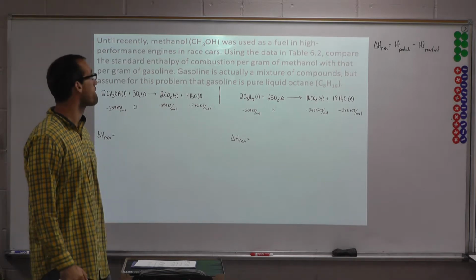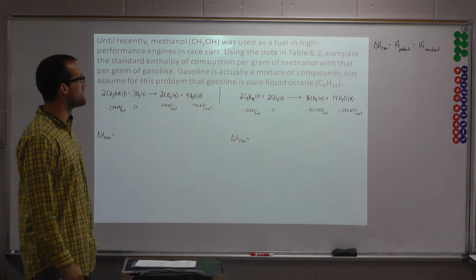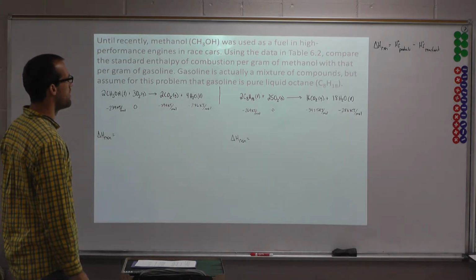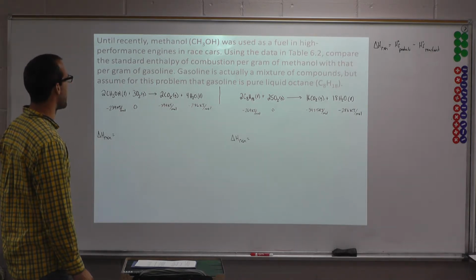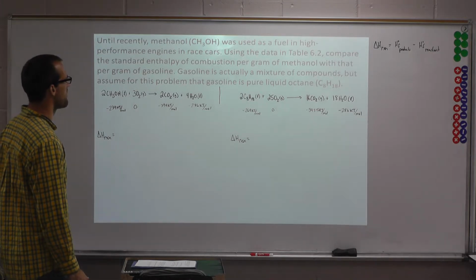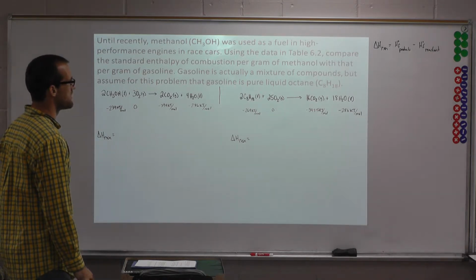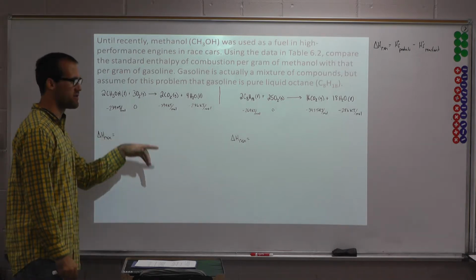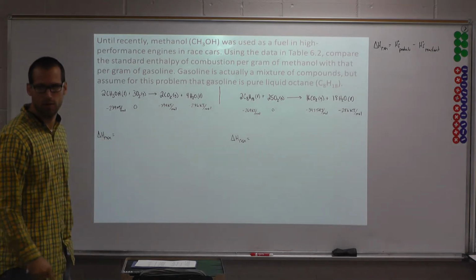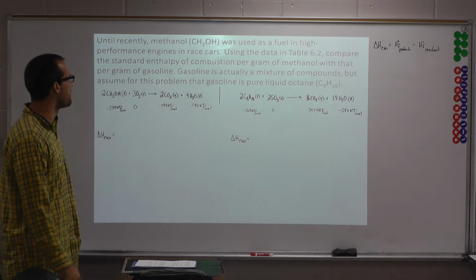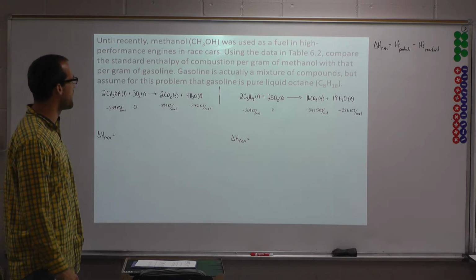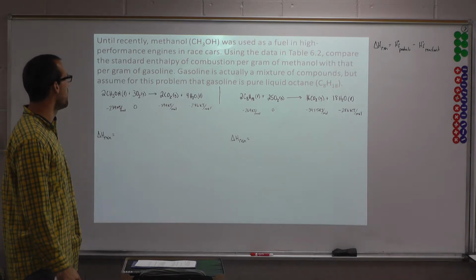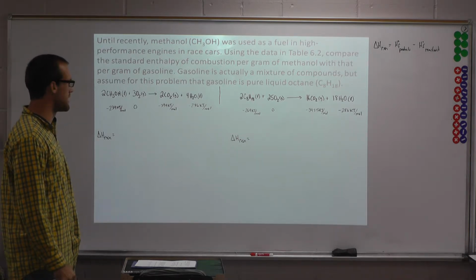Okay. We've got 7 minutes here to go through this problem. What they're saying here says, until recently, methanol was used as a fuel in high-performance engines in race cars. Using the data from table 6.2, which I think has some enthalpy values in a small table, there's big tables in the back, right? Compare the standard enthalpies of combustion per gram of methanol with per gram of gasoline.